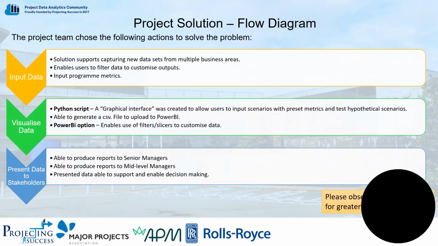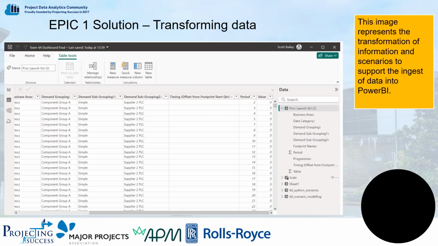Moving on, this is our flow diagram. This is a quick overview of how we wanted to address and solve the question, creating a tool where you could input data, then visualize that information, and then present that data to stakeholders. Conscious of time, I will continue. Aligning to our original methodology, this is our Epic 1. This was a solution to transform the data, as proven by the slide.